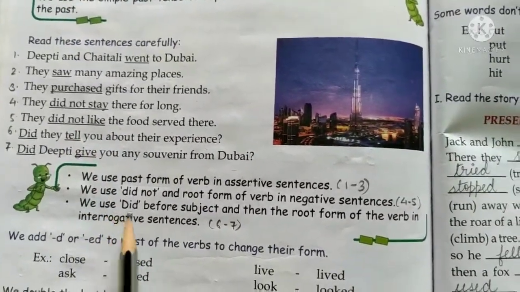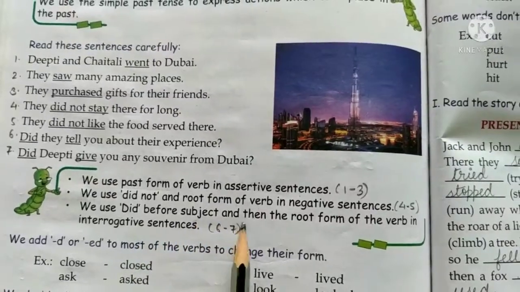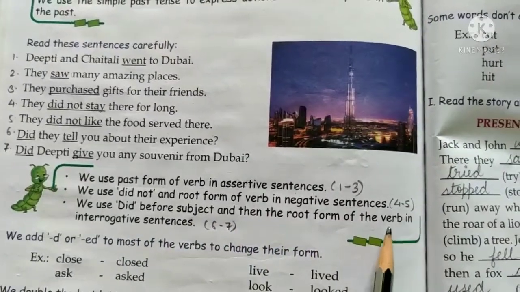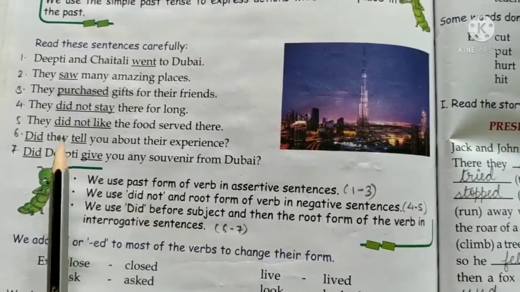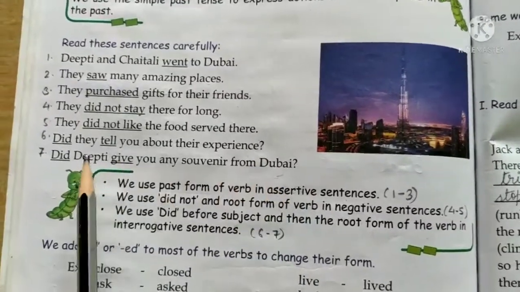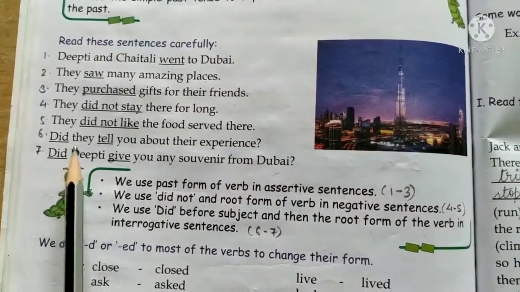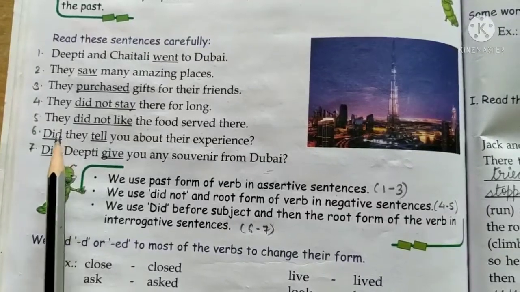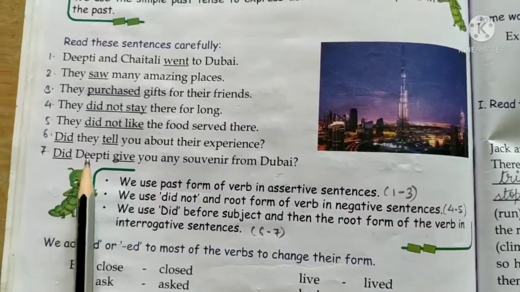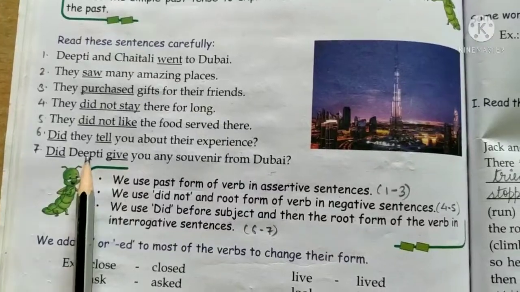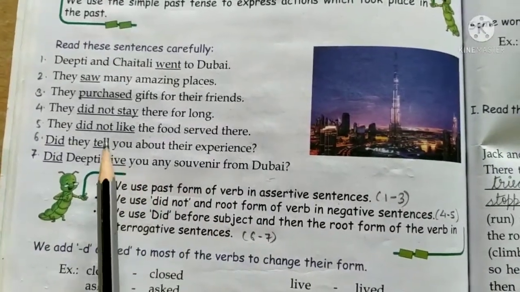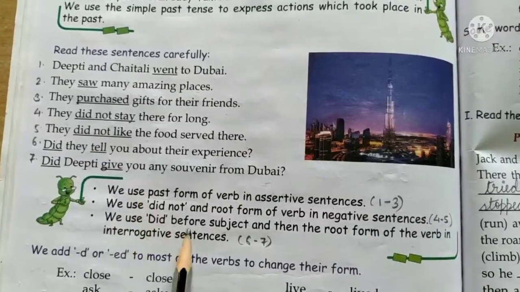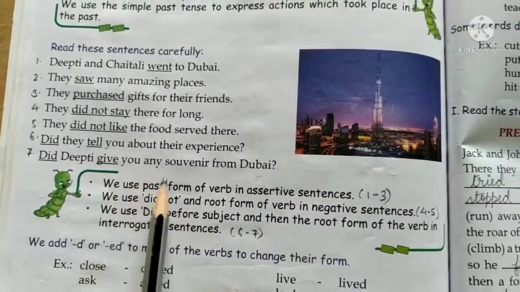We use did before subject and then the root form of the verb in the interrogative sentences, that is sentence number 6 and 7. They end with a question mark, so they are interrogative sentences. Here we have used did before the subject, that is they is the subject, so we have used did. Dipti is the subject, so we have used did before Dipti. Thus we know that these are interrogative sentences in simple past tense.